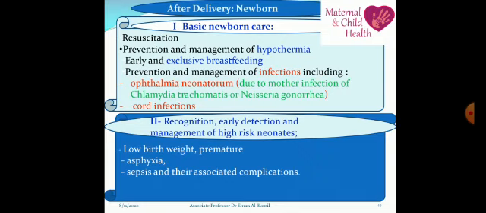After delivery for the newborn, there is basic care for the newborn, for example, resuscitation. Some babies, if they have a complication in breathing or if they are low birth weight or premature, they need resuscitation. Also prevention of hypothermia. Sometimes babies are exposed to low temperature and they will develop hypothermia or hypoglycemia sometimes. So it is important for early detection and also to start exclusive breastfeeding immediately after birth, and nothing but only breast milk for the first 6 months.